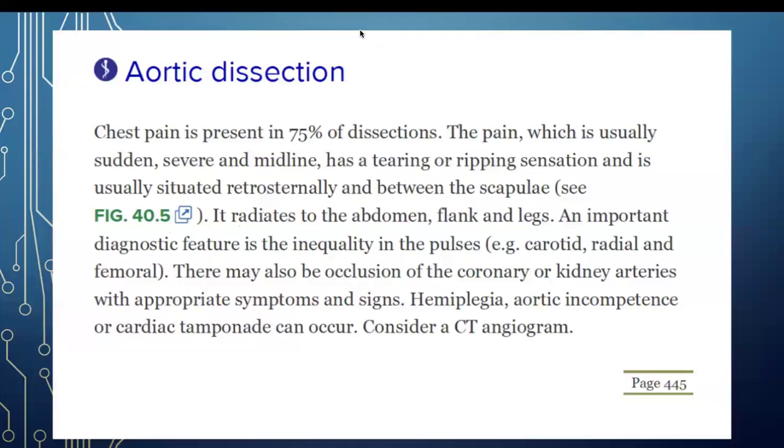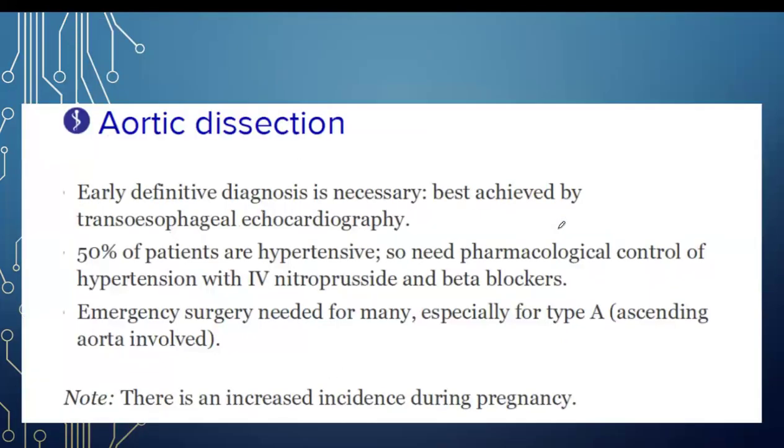So moving on to aortic dissection. Aortic dissection is a sudden onset of retrosternal chest pain, which goes to the back and has a tearing, ripping sensation. Sometimes the pain can radiate to the abdomen, flank, or legs. The type of the pain will give you the idea that it might be a case of aortic dissection.